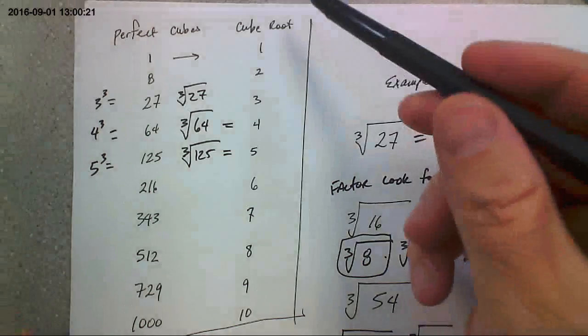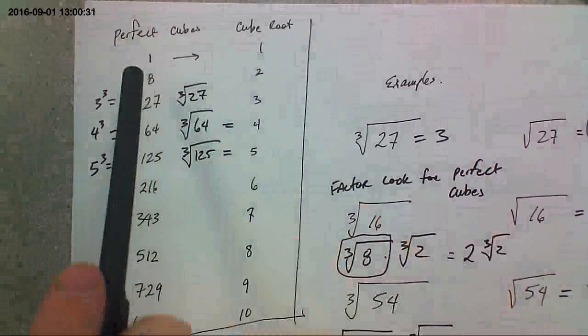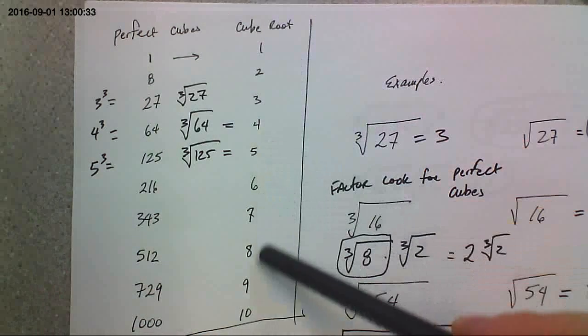So put this somewhere in your notes where you can find it. If you have a highlighter, you can highlight a box around it, something, so you can find this. So these are the perfect cubes, and that's their cube roots.